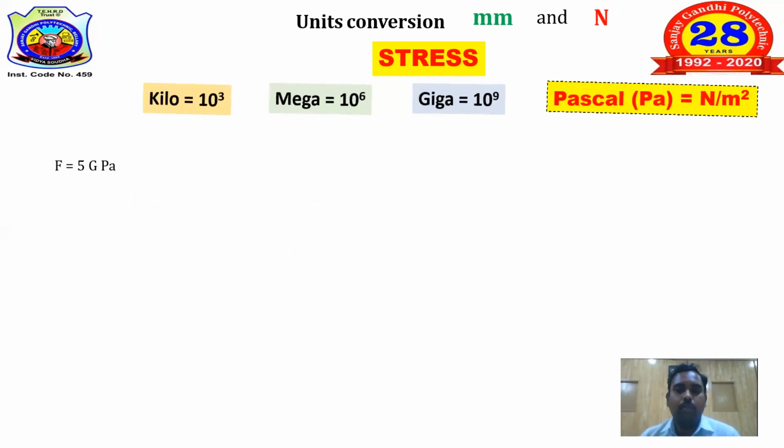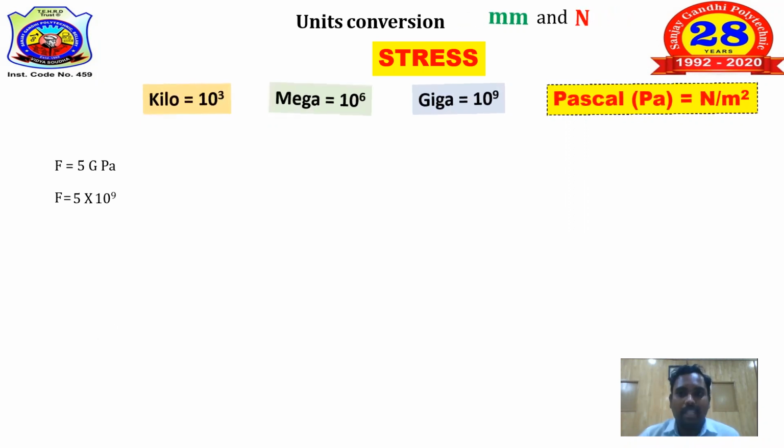Next, let's deal with the gigapascal. So I'll give one example. F is equal to 5 gigapascal is the stress. So how to do this? F as it is, equal as it is, 5 as it is. In between 5 and giga, there is nothing, so I'll put a multiplication symbol. Giga is nothing but 10 power 9. Pascal is nothing but Newton per meter square.